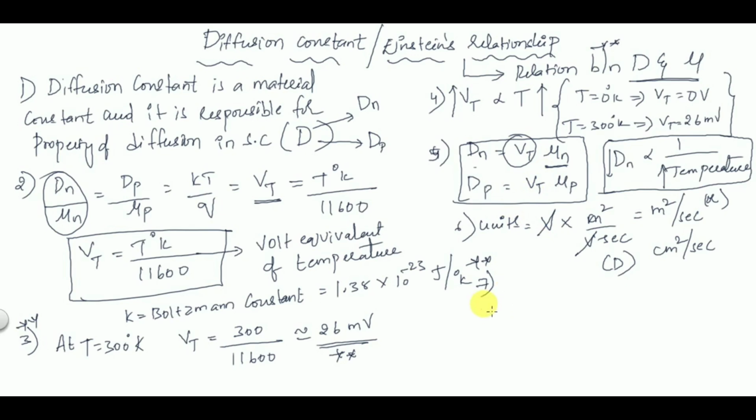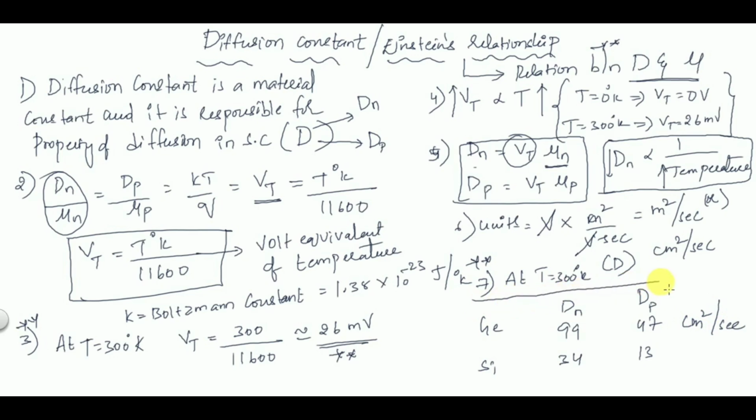The seventh point which you have to remember is the values. At T equal to 300 degrees Kelvin, Dn and Dp for germanium and silicon are 99, 47, 34 and 13 centimeter square per second. These are the values of Dn and Dp for electron and hole in the case of germanium and silicon respectively.